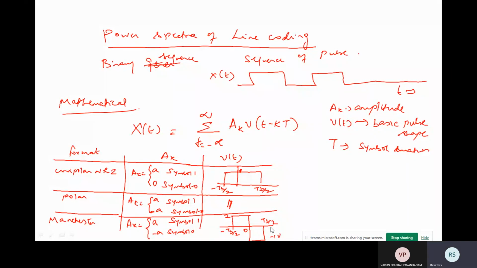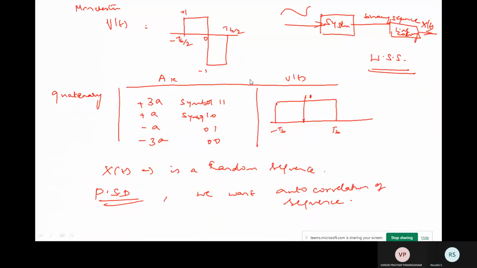Next is the quaternary format. For quaternary format, ak takes 4 different combinations for the symbol pairs 0 0, 0 1, 1 0 and 1 1. The basic pulse v of t extends from minus TB to plus TB. Now next, the power spectral density equation.